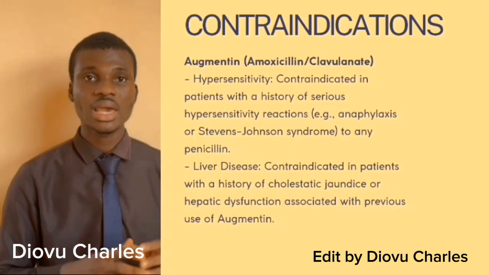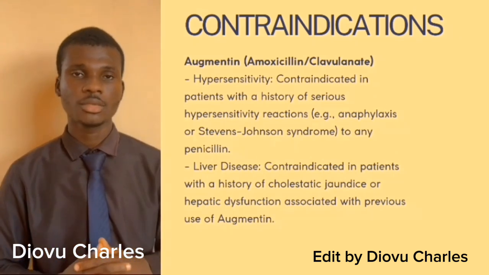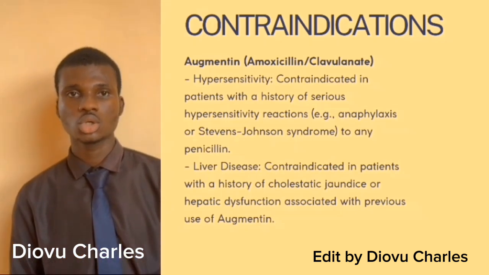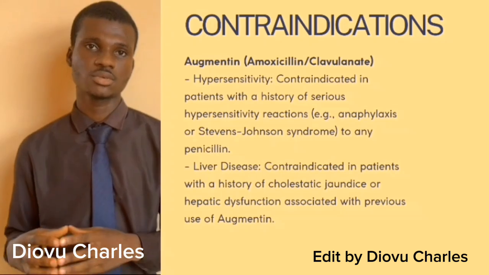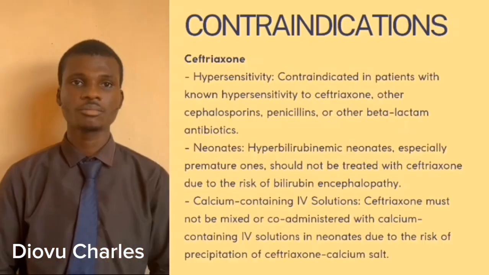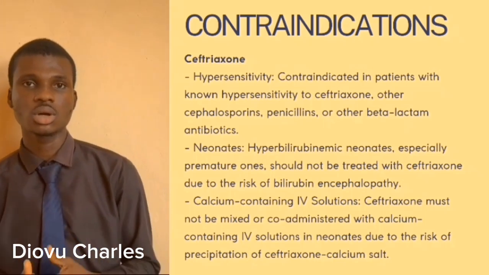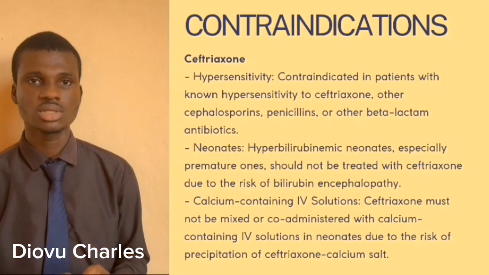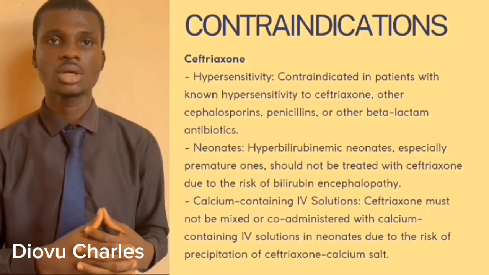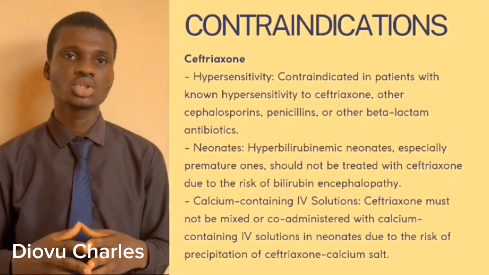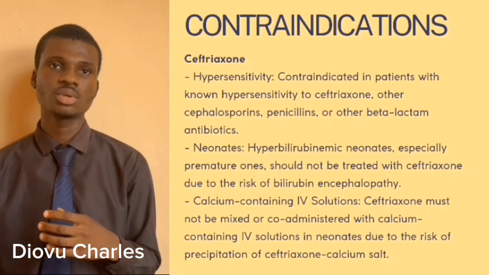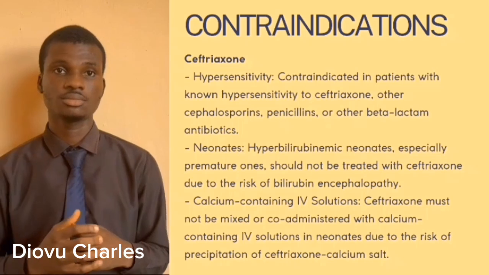Patients that are allergic to any penicillin should not take augmentin because this can cause severe reactions which can affect your health. Augmentin is also contraindicated in patients with hepatic dysfunction because augmentin can worsen the liver condition, which can lead to liver damage. Patients that are hypersensitive to ceftriaxone or any other beta-lactam antibiotic should avoid taking this drug because it can cause severe allergic reactions. Neonates. Ceftriaxone should not be used in hyperbilirubinemic neonates because it can raise the level of bilirubin in the blood, which can cause brain damage.